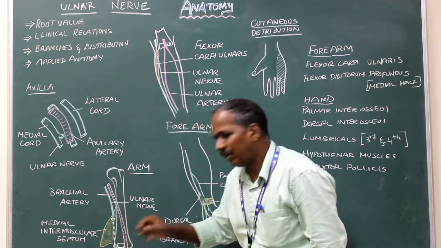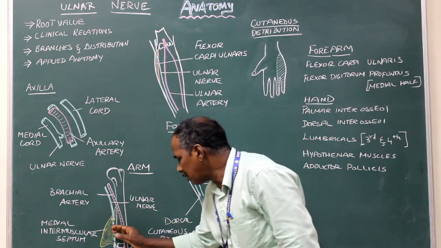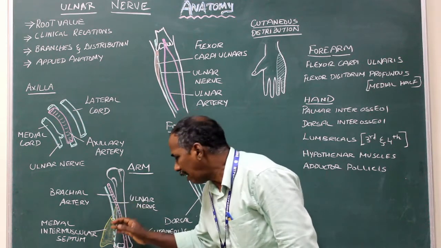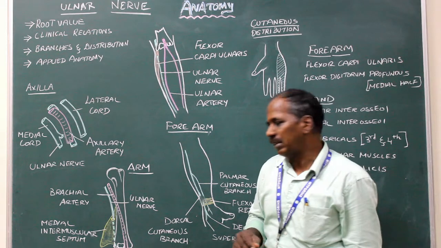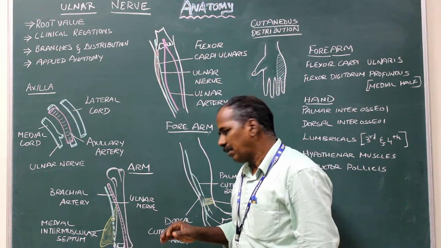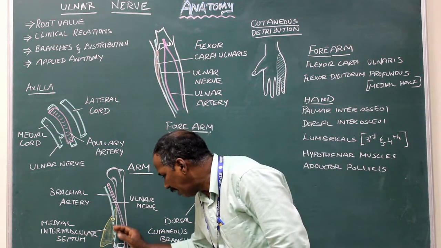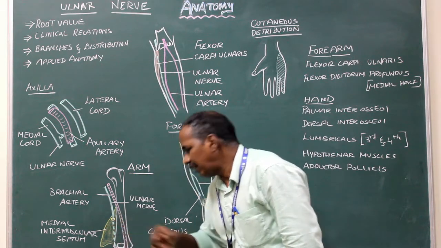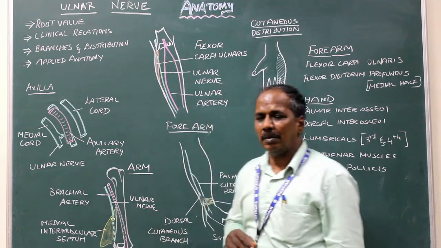Lower part of the arm. It descends behind the medial intermuscular septum, on its posterior surface.